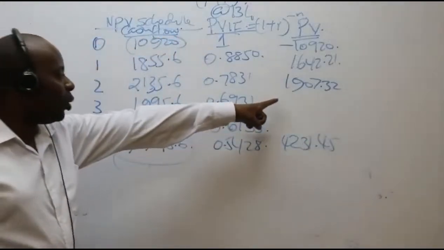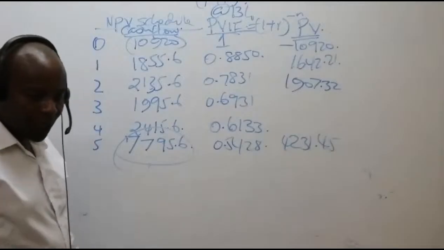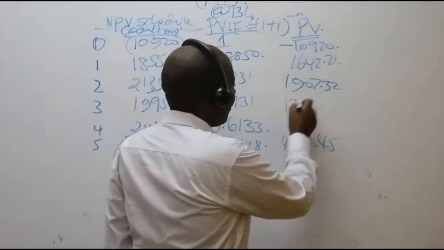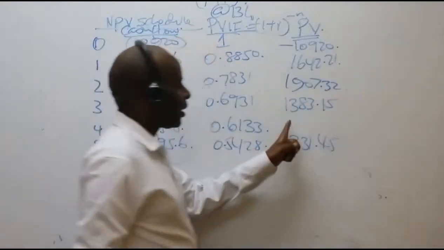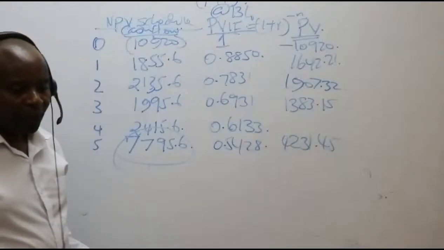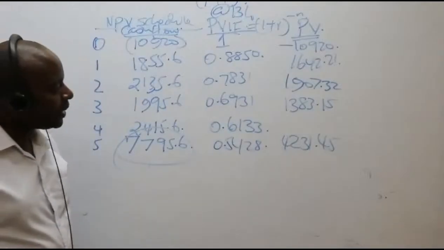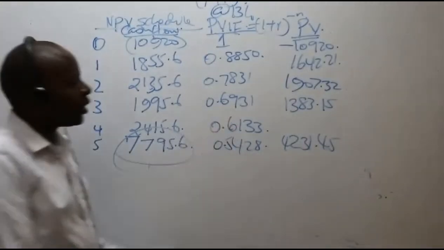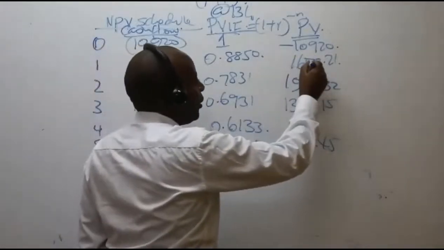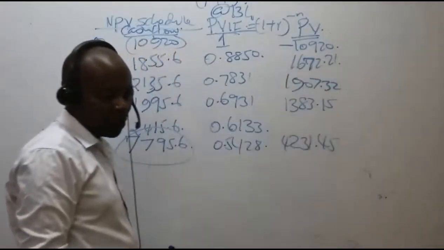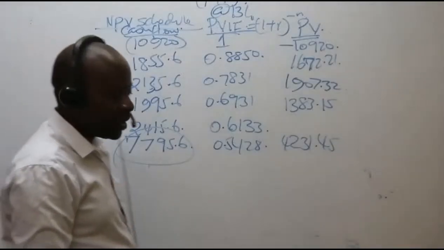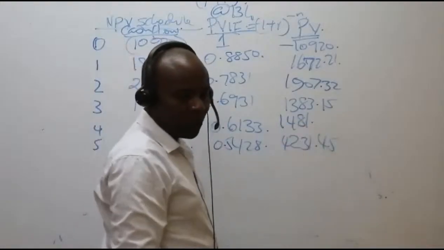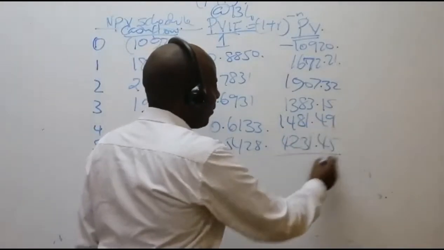So please, I'm looking for the fourth figure. Fourth figure, 1383.15. How about this? The second I'm told is supposed to be 1672, not 42. This one I'm being told is supposed to be 1672. So the last one here is 1481.49. So could you kindly come and add for me?